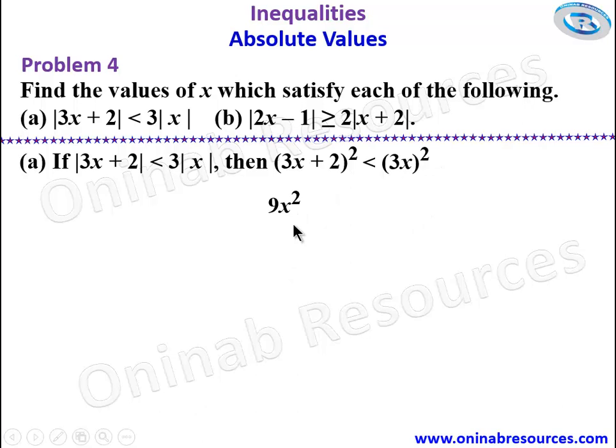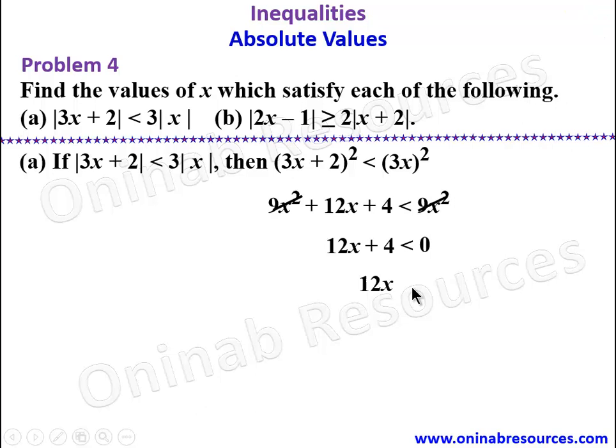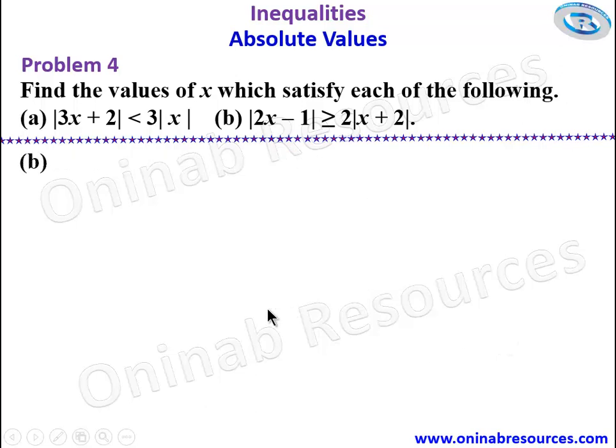So expanding this, I have 9x squared plus 12x plus 4 less than 9x squared. Remember, this 9x squared, we go with 9x squared. We'll be left with 0 at the right hand side. So I have 12x plus 4 less than 0. Taking this to the right hand side, I have 12x less than negative 4. Then dividing both sides by 12, x is less than negative 1 over 3. So that's all for problem 4a. We then go to 4b.